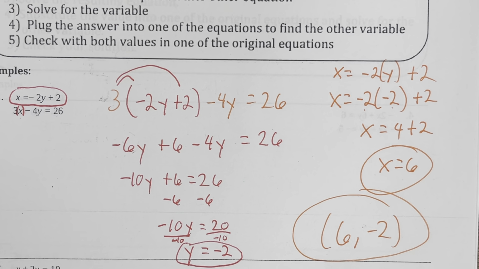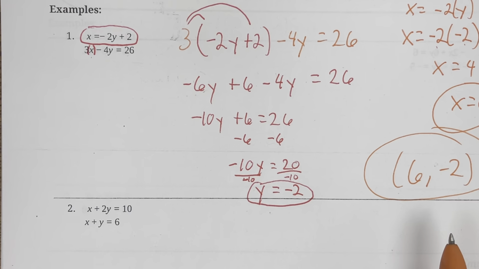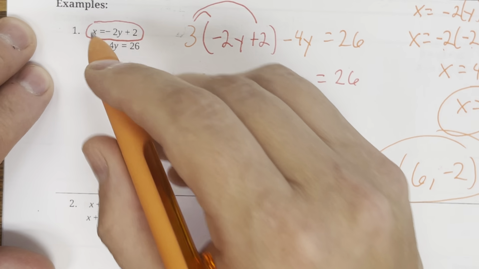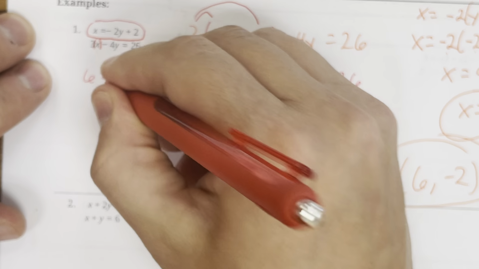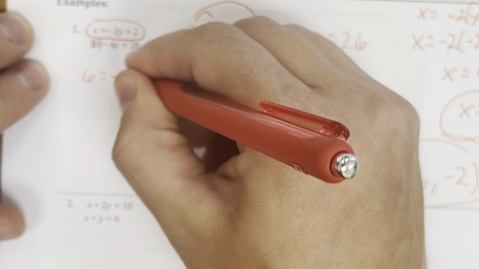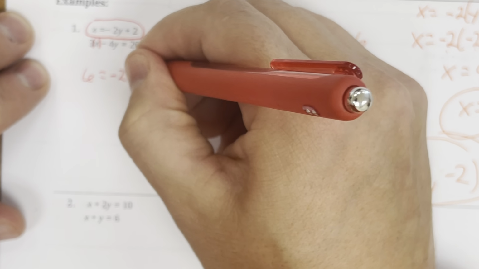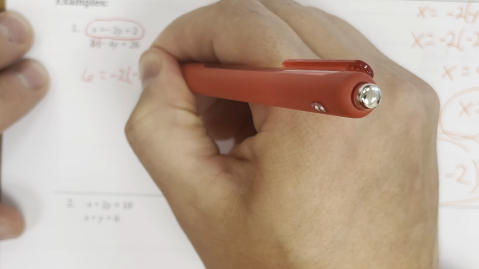All right, I'm going to do it on this one. I'm not going to do it on every one. So when I substitute my answers back in to the top equation, we'll do that in red, we'd have 6 equals negative 2 times y. Y is negative 2, plus 2. Does that work? Negative 2 times negative 2 is 4, plus 2. That's 6. That one works.